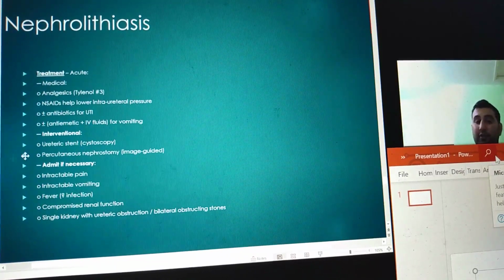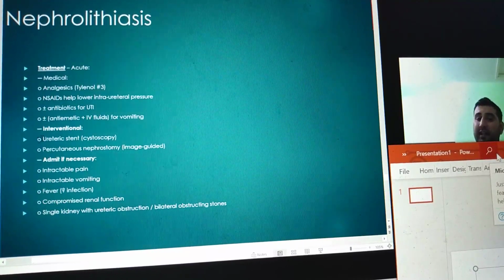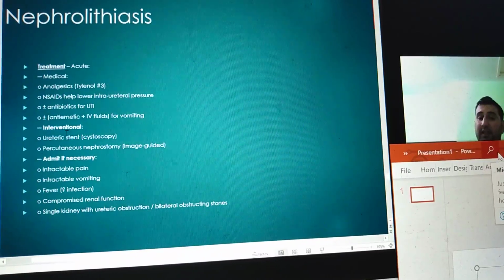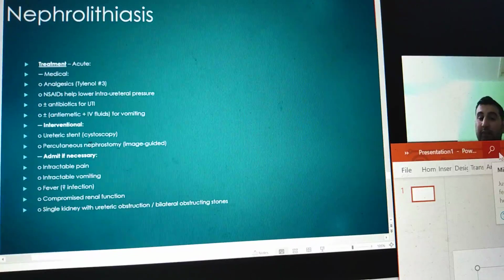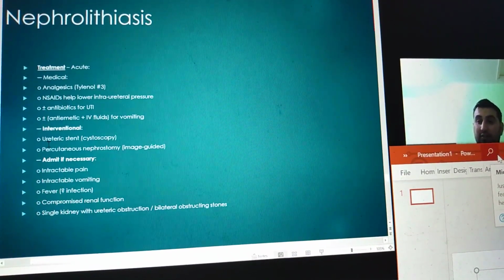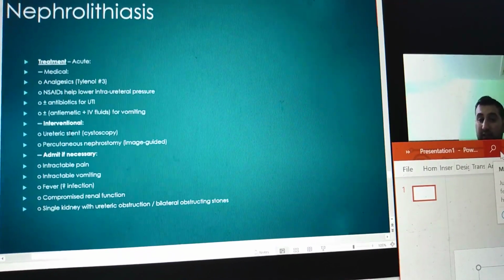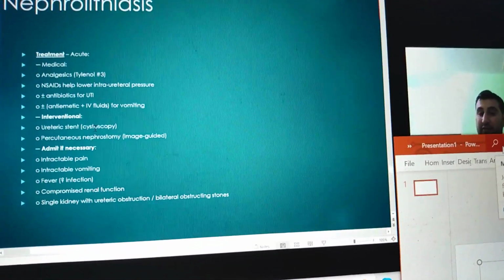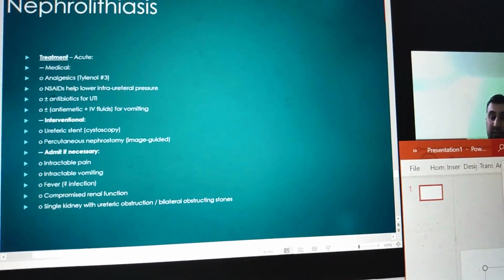Interventional treatments: ureteric stones, cystoscopy, percutaneous nephrostomy. These are done in scenarios where there is a non-resolving pyelonephritis, which of course is a sign that there's some sort of blockage out there. So that's why it's usually done in those scenarios. And a ureteric stent can be done as an interventional method, but it's not an acute treatment for patients in an emergency situation.